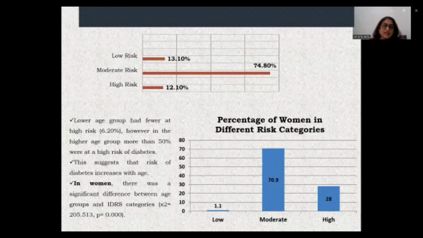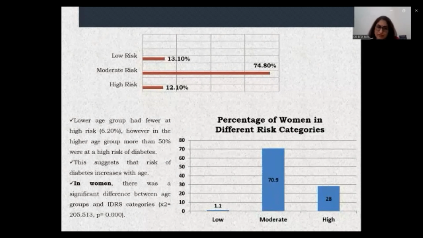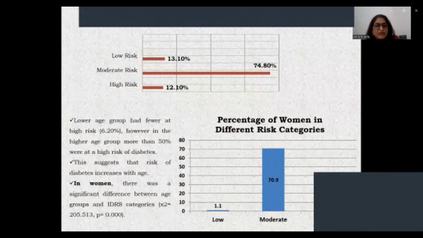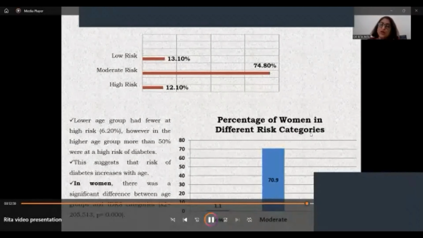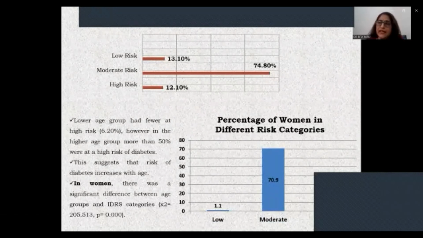This suggests that in women, when we look at the two age groups, we found that the lower age group had fewer risk, whereas the higher age group had higher risk. This suggests that high risk increases with age. And we found that there was a significant difference in age group. So more of the lower ones were at less risk and more of the higher age were at high risk of diabetes when we saw the IDRS score.